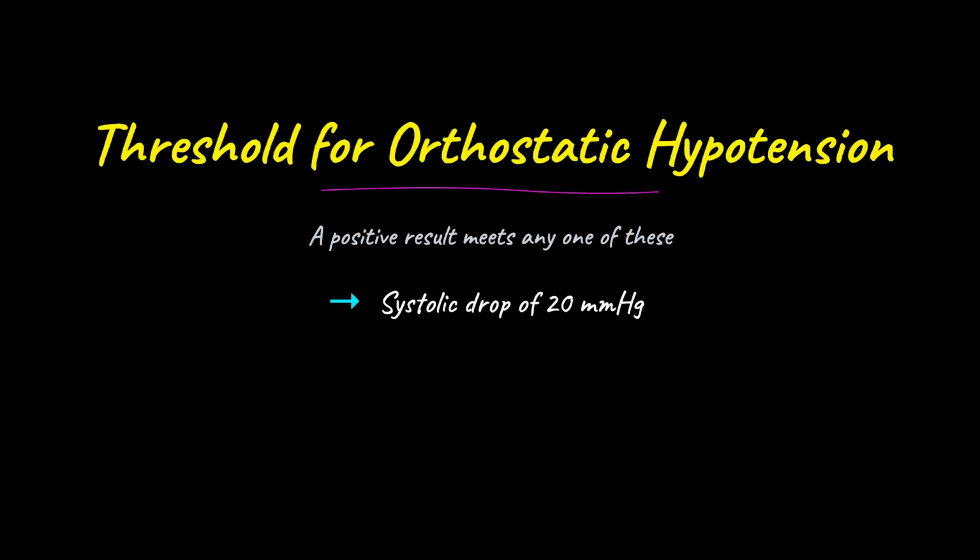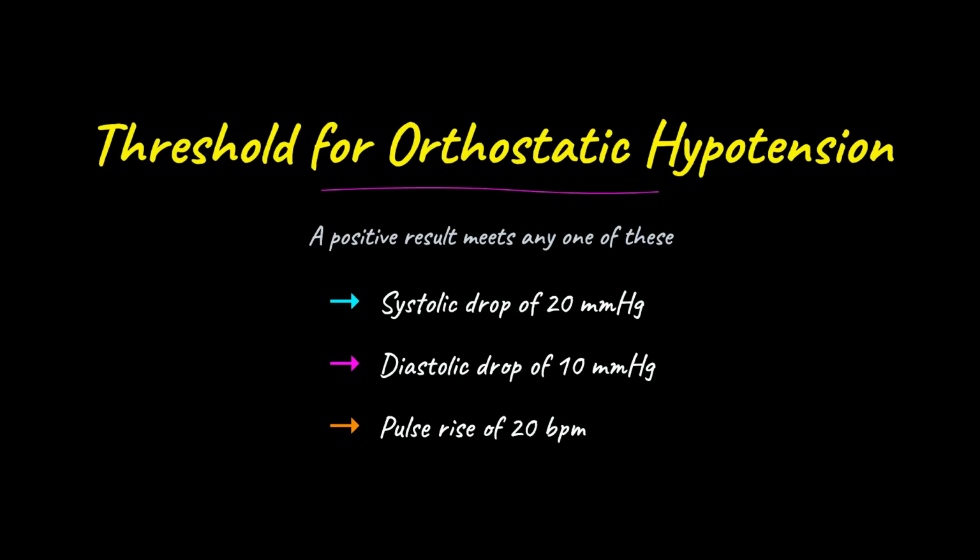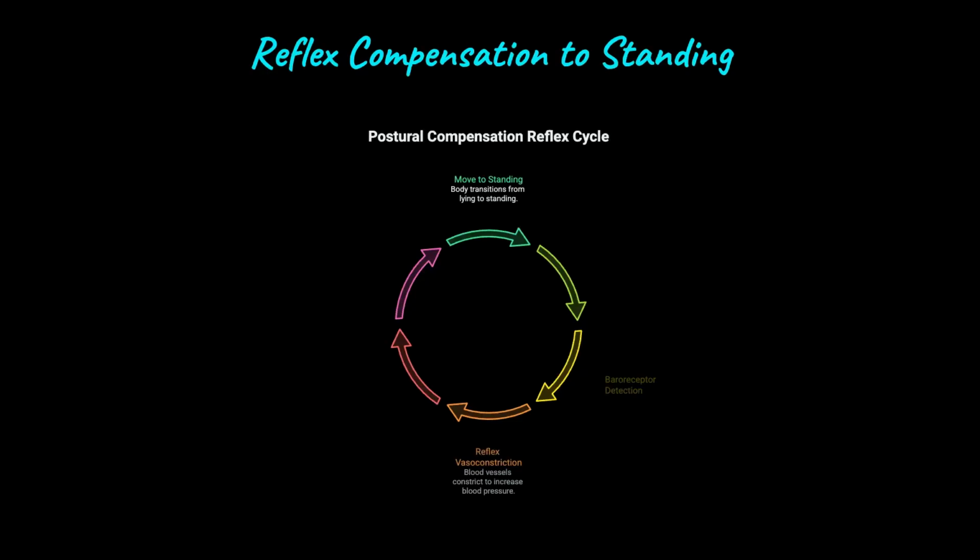A result counts as orthostatic hypotension if systolic pressure falls 20 millimeters of mercury, diastolic falls 10, or pulse rises 20 beats per minute. Normally, the body compensates for standing through reflex vasoconstriction and a faster heart rate. And when that compensation is delayed or insufficient, the patient becomes lightheaded. Normally, baroreceptors detect blood pooling in the legs upon standing and trigger reflex vasoconstriction and a faster heart rate to keep blood pressure stable. When this reflex fails, dehydration, blood loss, autonomic dysfunction, or medications are common culprits behind the drop.